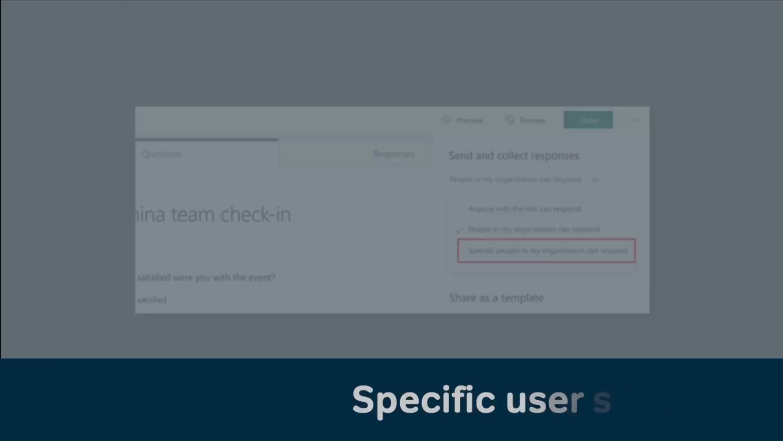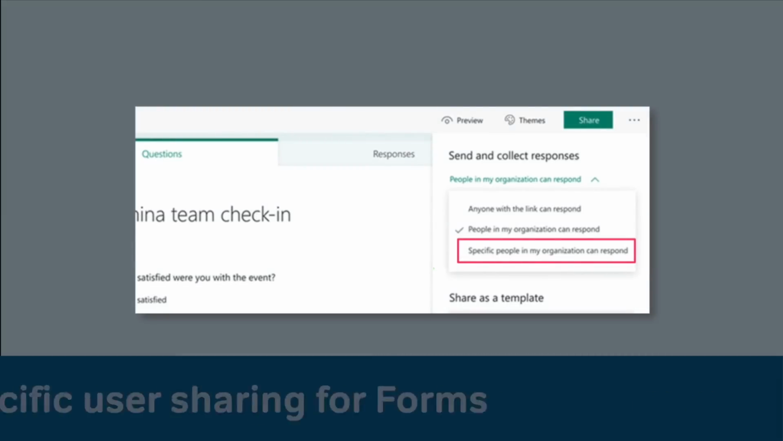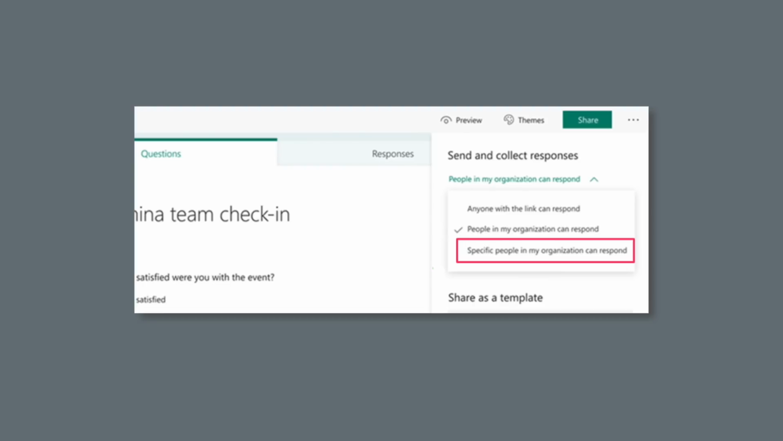Forms owners will be able to get responses from specific users or security groups. You'll see a new sharing option when you choose the Share button and go to the Send and Collect Responses section. If you select specific people in my organization can respond, then you can choose one or more individuals or user groups using their email addresses. This update is rolling out now and will be complete in November.